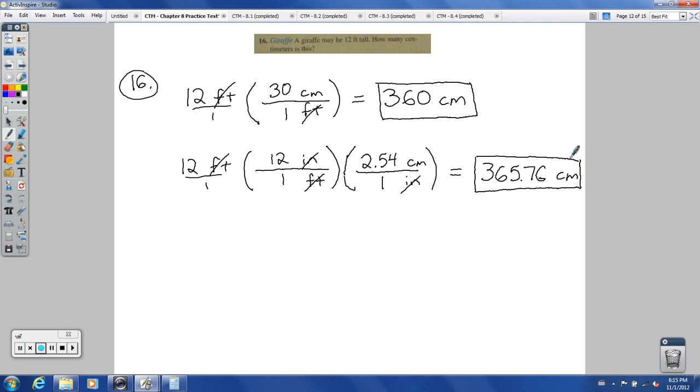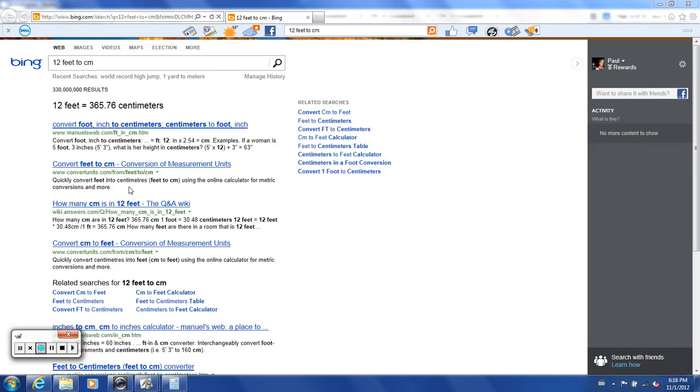My instinct says it was this one because 30 centimeters on a ruler was so much closer, but I think it might actually be this one the more I think about it now. Not exactly sure what would be best. I would have to go to the internet and check that out and see what I would get. And I was too curious not to check. So for 12 feet, 365.76 is the better answer there.